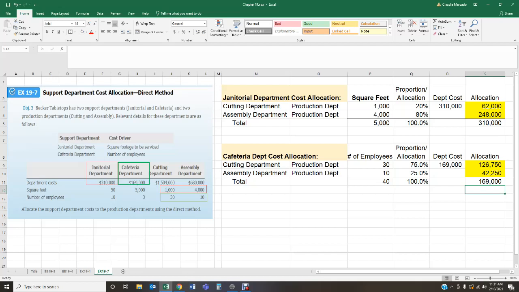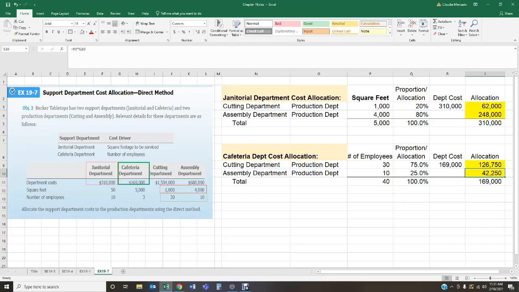Why? Because the cutting department has more employees than my assembly department. We are allocating costs based on the number of employees for the cafeteria component. So the problem asks us to allocate the support department costs to the production departments using the direct method, which we have done. We have allocated my janitorial cost to both my cutting and assembly, and my cafeteria costs to both my cutting and assembly. And these are the numbers. The highlighted numbers are the allocation for each of those production departments.